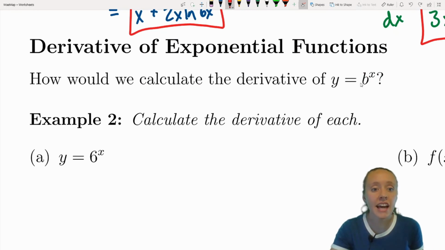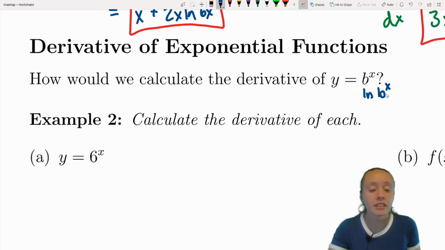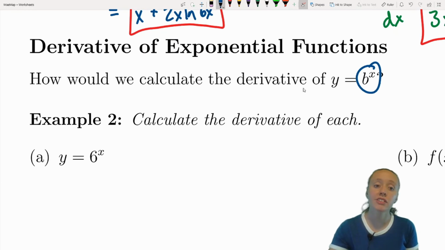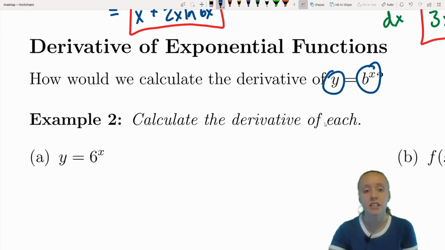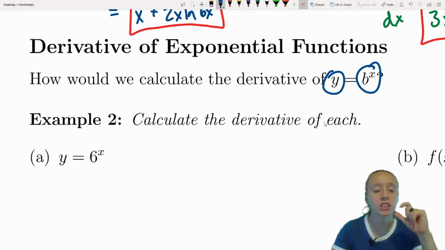So I can take the ln of b to the x and get x times the ln of b. However, this has an issue now, because if I take the ln of the right-hand side of my equation, I also have to take the ln of the left-hand side of my equation, which is going to be helpful when we get into logarithmic differentiation. But for now, with just some constant to the x, what are we going to do?